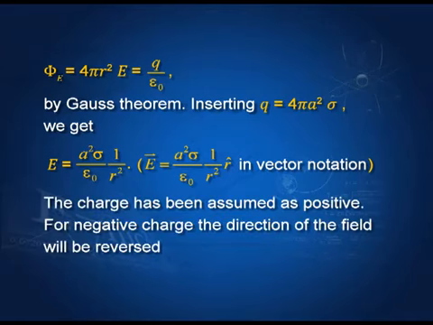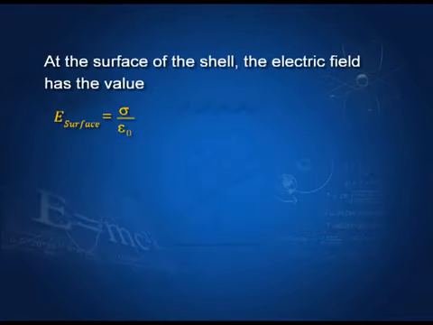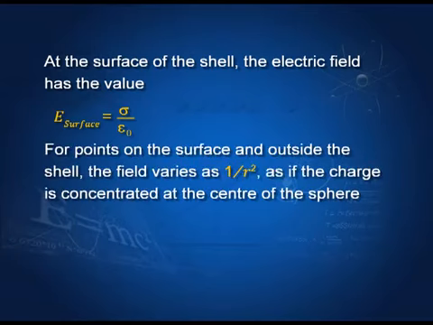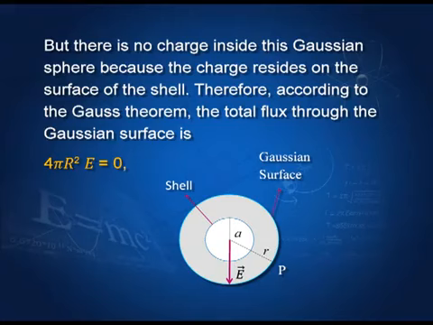The charge has been assumed as positive. Therefore, the field is outward, otherwise the direction of the field is reversed. At the surface of the shell, when r becomes a, the value is simply sigma by epsilon 0. For points on the surface and outside the shell, the field varies as 1 by r squared, as if the charge is concentrated at the center of the sphere. This we have been seeing time and again. As far as the points outside are concerned, the whole charge is concentrated at the center.